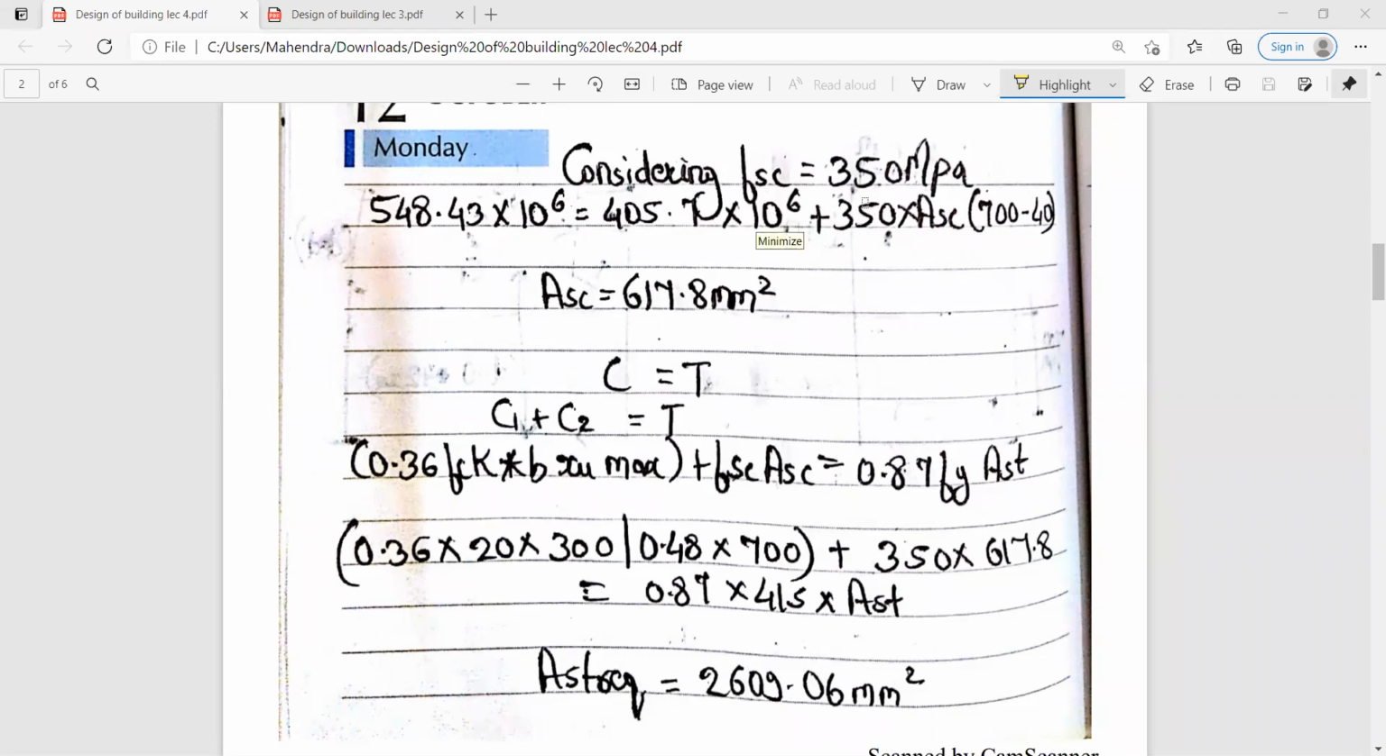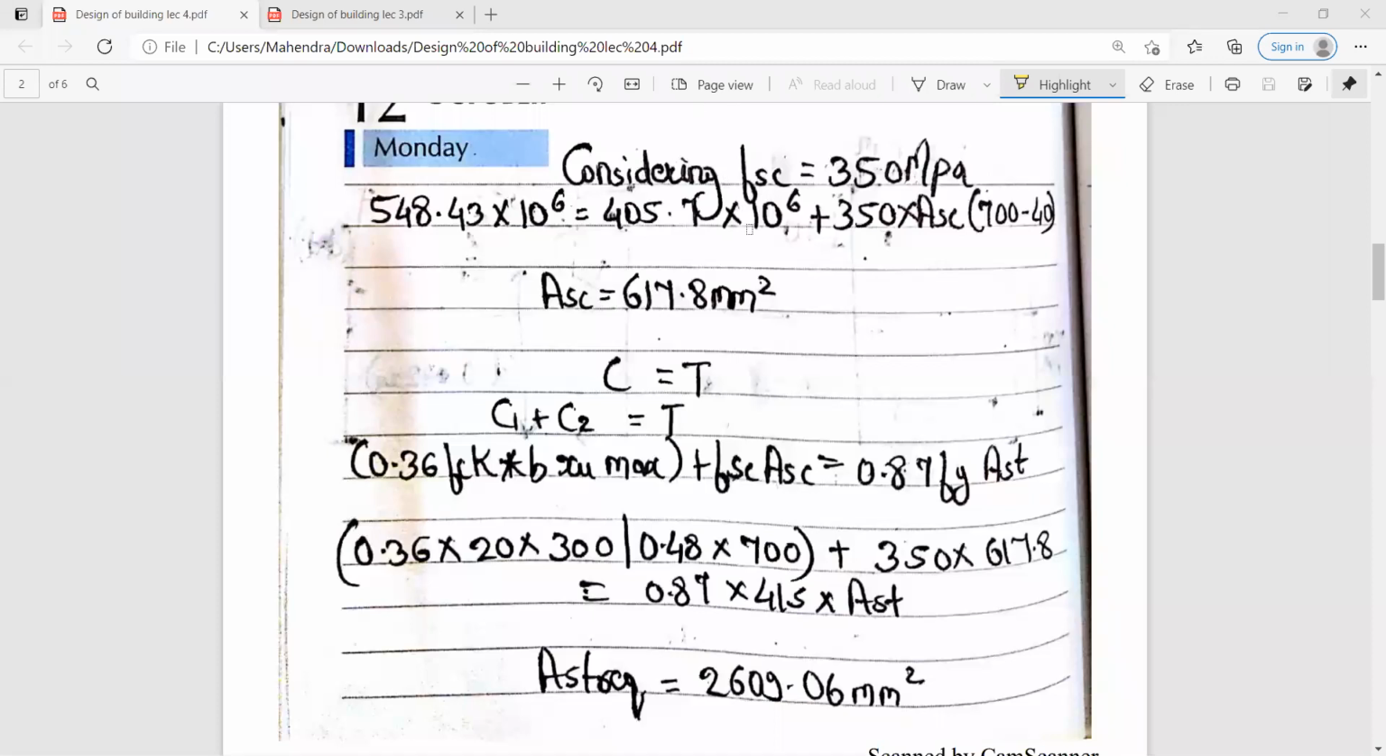If the calculated value of FSC was less than 350, then you would consider that value. But in your calculation the FSC value is higher, so according to the IS code, the minimum value of FSC should be 350. That's why we considered the minimum value for FSC, that is 350.